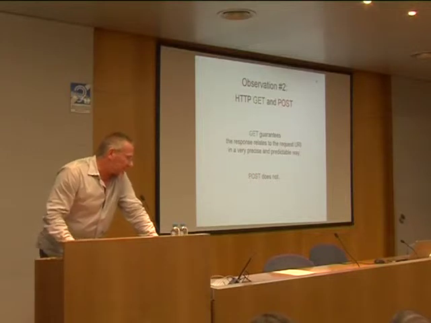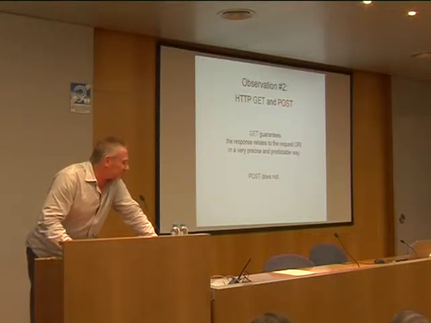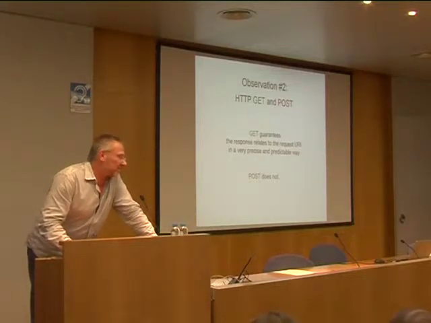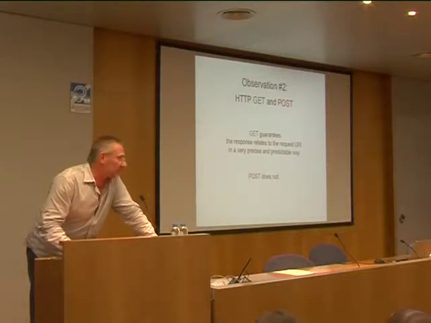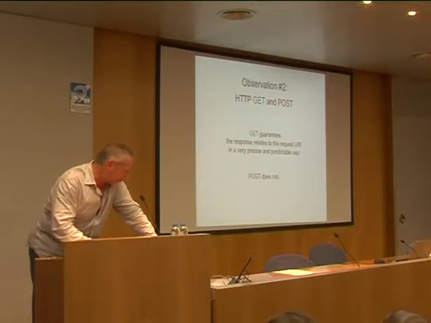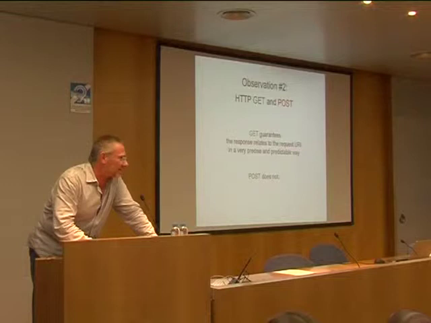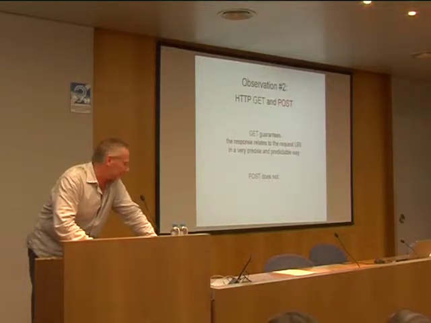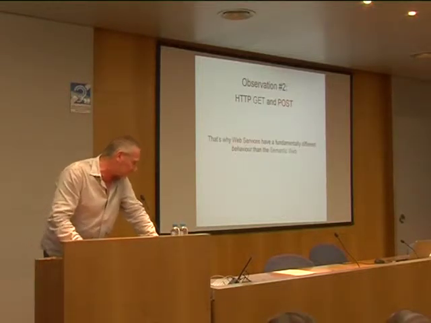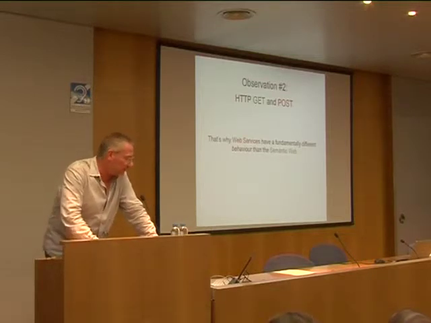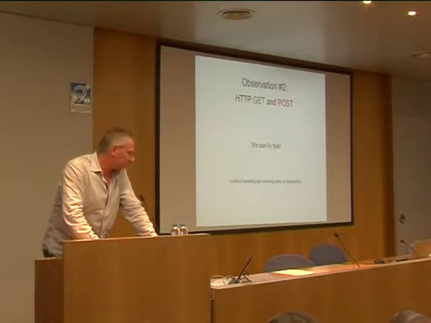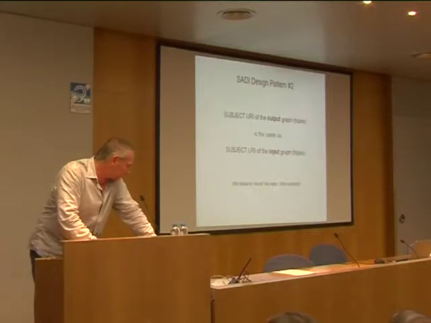Observation number 2 is with respect to HTTP GET and HTTP POST. GET guarantees that the response relates to the request URI in a very, very predictable way. The semantics of GET in HTTP are very well described. POST, on the other hand, does not have very clear semantics. What you get out is not necessarily related in any way to what you put in. That's why web services have a fundamentally different behavior than the semantic web. But we can fix that without breaking any of the rules.